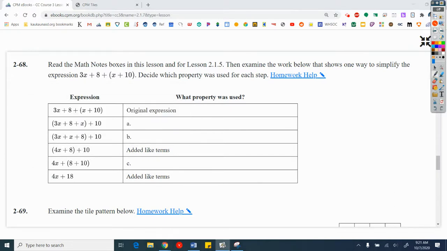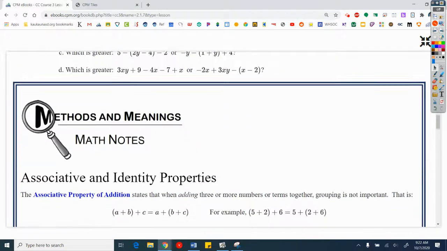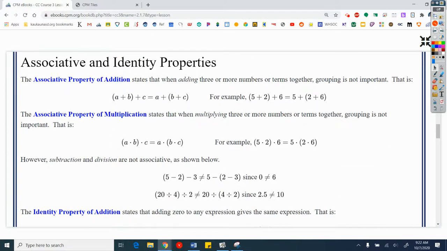All right, 3x plus 8 plus x plus 10. So I didn't really change anything, but I moved the parentheses around. So it means I'm going to be doing these in a different order. Even though I'm doing this in a different order, I'm still going to get the same answer. So what is that called? If you notice here, I'm adding all of those terms together. So that is what's known as the associative property of addition. The associative property of addition means that when adding three or more numbers or terms together, grouping is not important. So the order does not matter when we're adding.